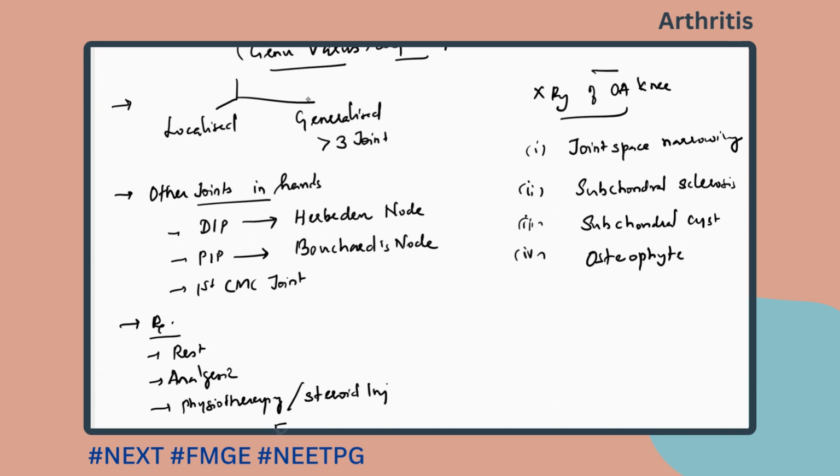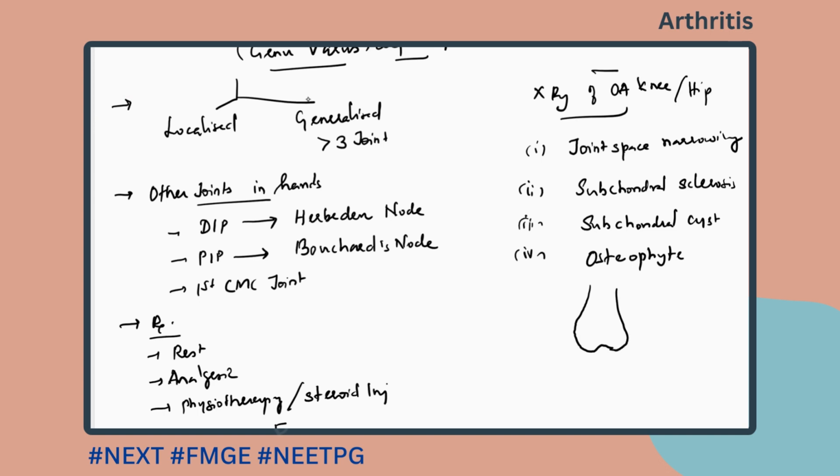And these are the 4. Not only in OA knee, even in OA hip, you will have similar findings. So whenever a patient has osteoarthritis, when you take an X-ray, these findings you will see. Okay, I'll just draw a picture to show you how this will look.